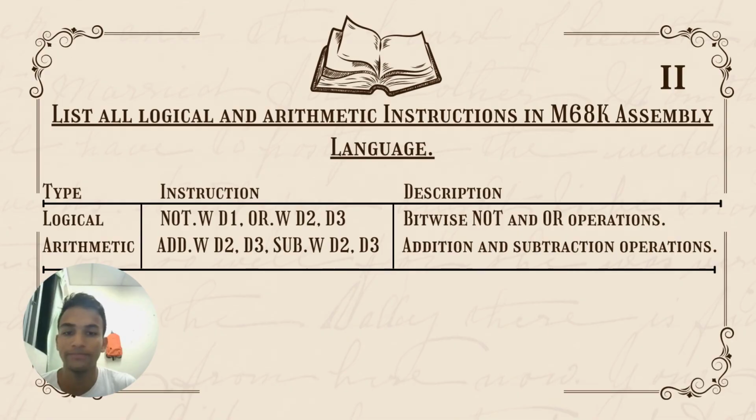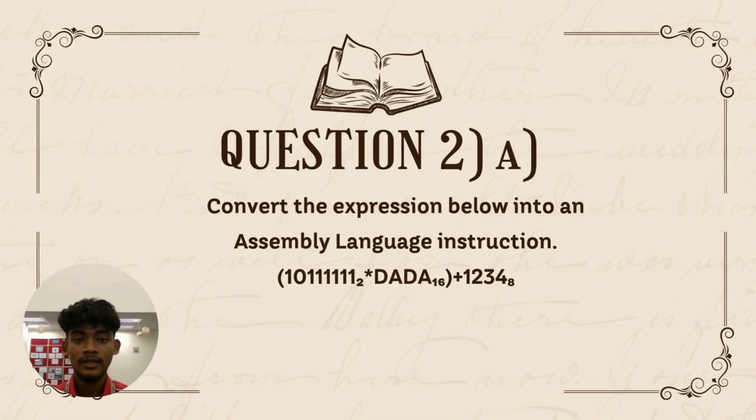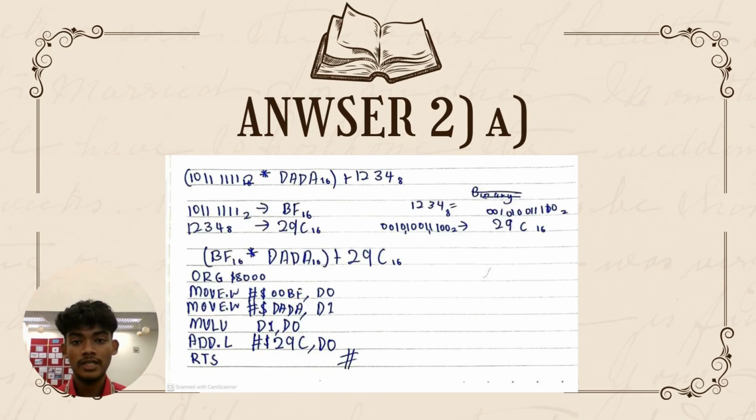Thank you, everyone. Next, I would like to answer the last question, question 2A. The question is: convert the expression below into an assembly language instruction. The expression is 1011111 base 2 times DA base 16 plus 1234 base 8. First of all, this is the manual calculation that my team did.